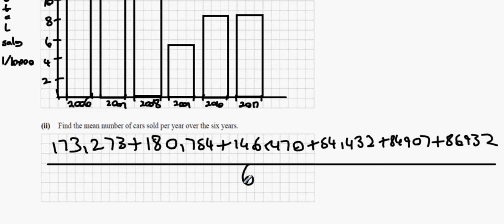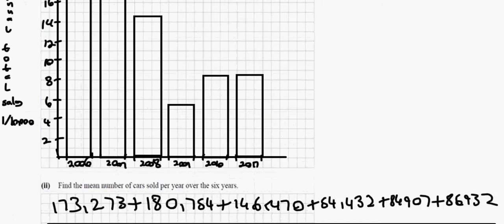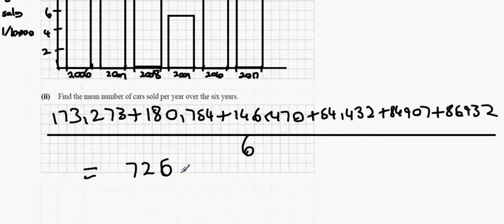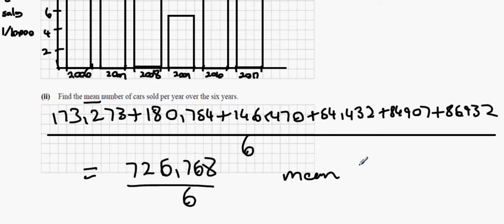Just put it into the calculator, and I'm going to get 726,768. Gonna have to divide all that by 6. So the mean, or average sales, will be 121,128. Okay, next part of this question.